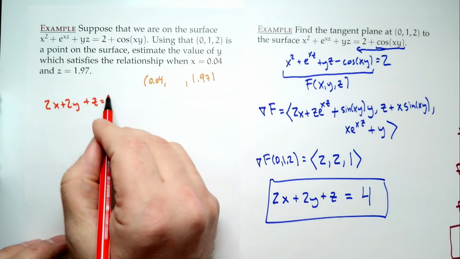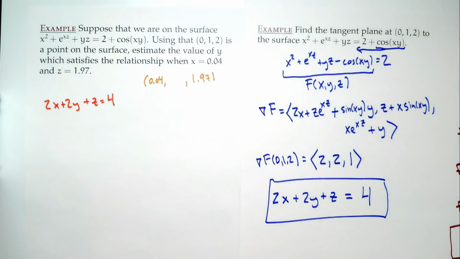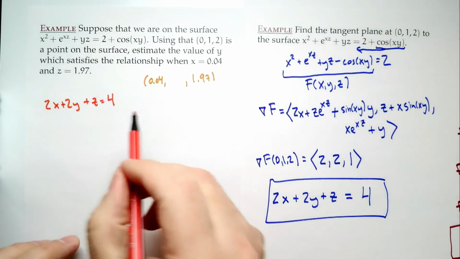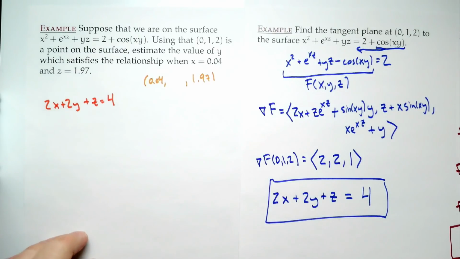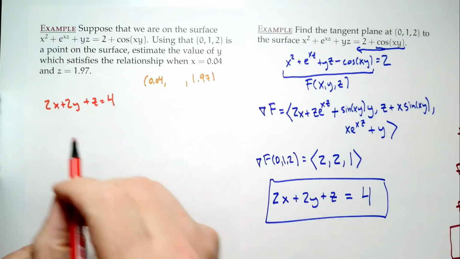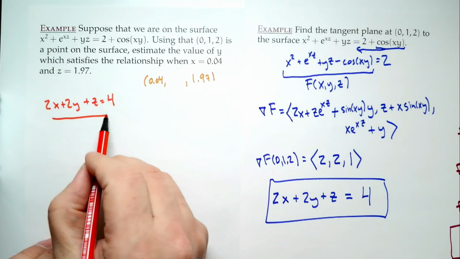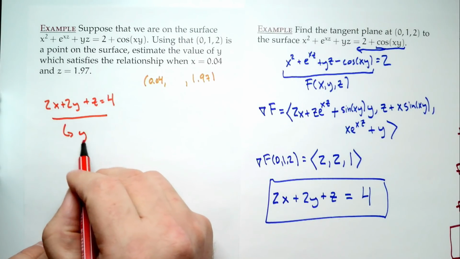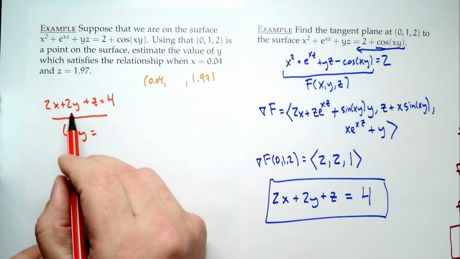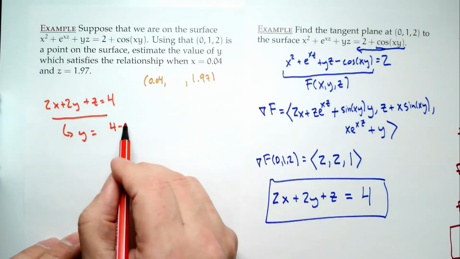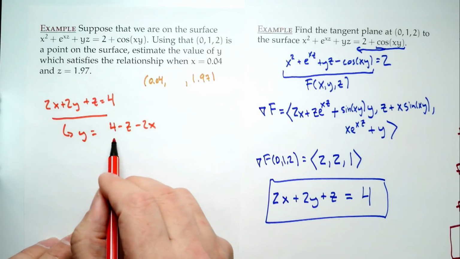So now, instead of figuring out what's going on with this complicated function, it truly is a complicated function. It's an implicitly defined surface. Instead of doing that, we can now use the tangent plane. So that's how we get our approximation. So we say, all right, what is y? Well, I can solve for y here. I can say that y would be equal to 4 minus z minus 2x, all over 2.